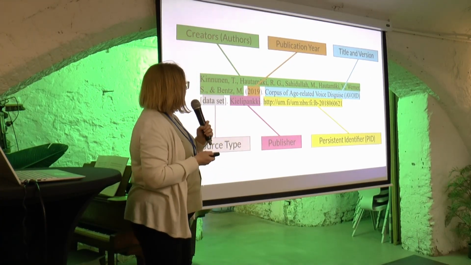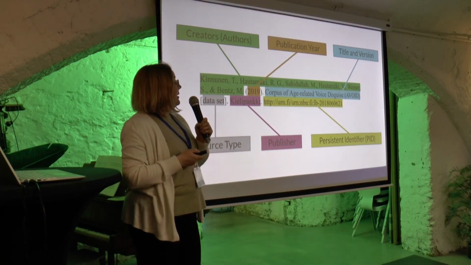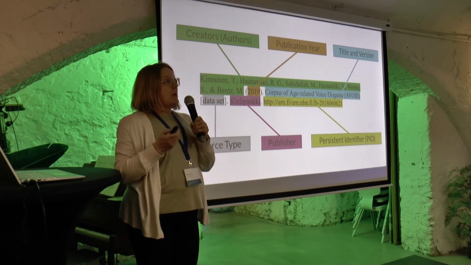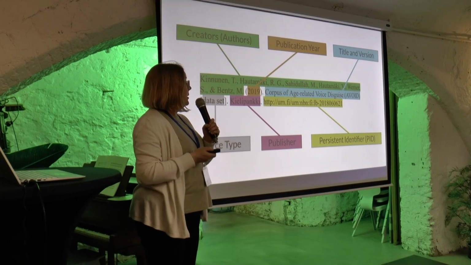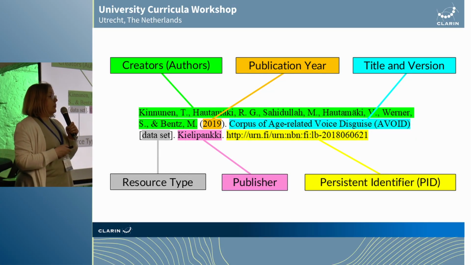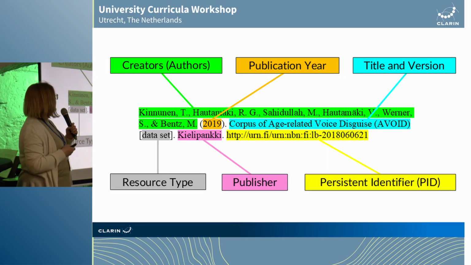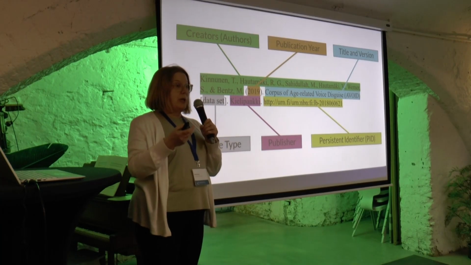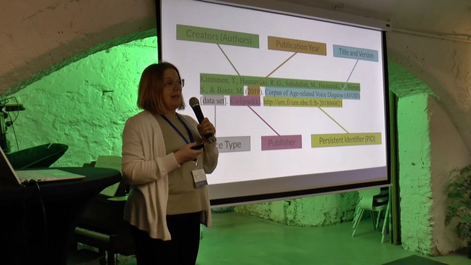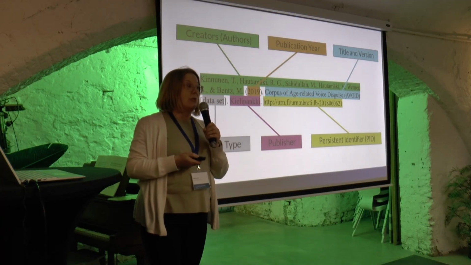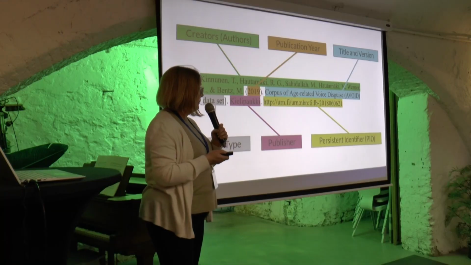So here's a model citation. This is from the Language Bank of Finland, one resource. And CLARIN has recently, last year, published data citation guidelines, and the five colored pieces are included in the recommended citation. So creators, publication year, title and version, publisher and persistent identifier are the recommended pieces. And if you have these, it becomes more certain that you are actually able to find the very same resource later on.